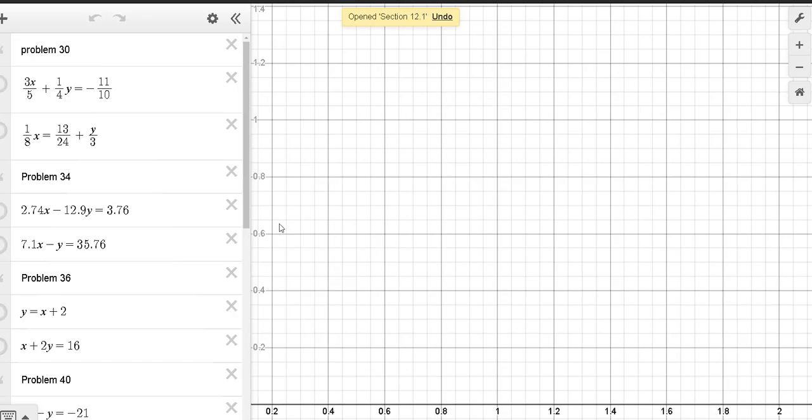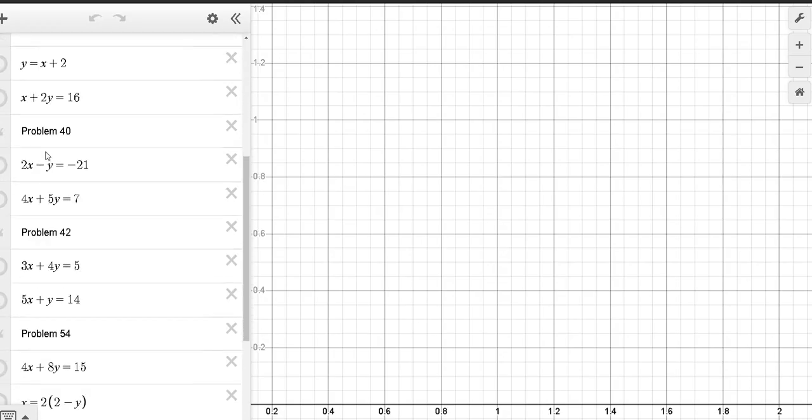Let's try this one. Nope, wrong one. Okay. All right. Regardless, let's see. No, these are the wrong ones. So let's just do a new graph.